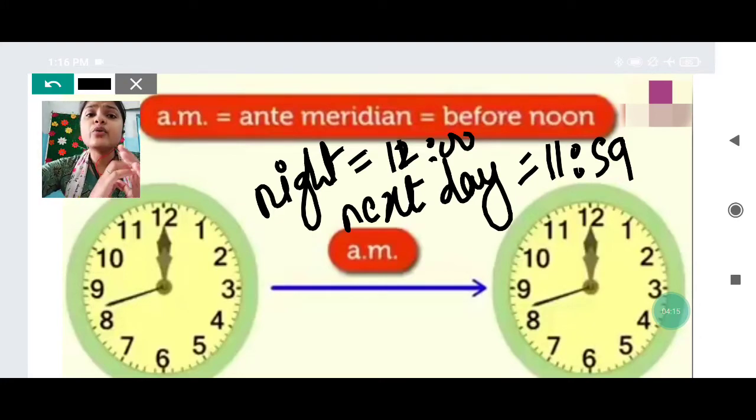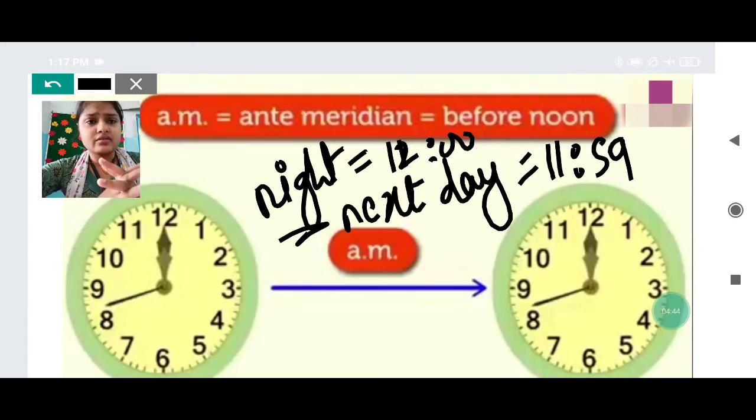And we don't write AM or PM with 12, means when it is 12 at night in the clock, we don't write AM or PM with it. We call it 12 at night, that is midnight, and in the morning we call it noon. Okay, at night when there is 12 in the clock, it is called midnight, whereas the next day when there is 12 in the clock, that is called noon.